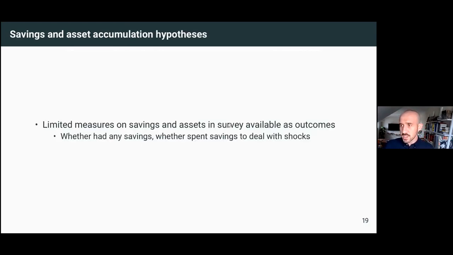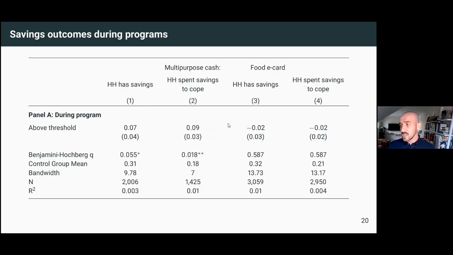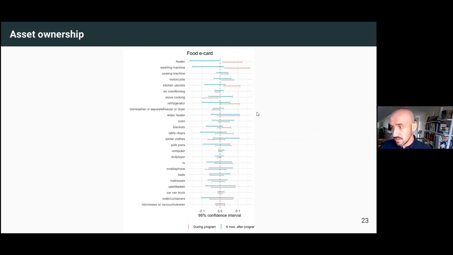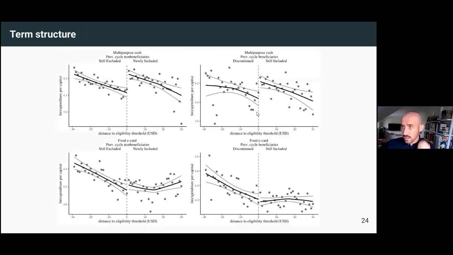So we have limited measures. I'm running out of time here, but what we show in the paper is that these families actually try to save money. There is saving during the program, but these savings are spent to cope with income shocks. We also show that families try to save in terms of durable goods, but these durable goods are also liquidated after the program ends, which corresponds to the fact that these families have to liquidate the savings they accumulated when they were receiving the assistance. And this is true for both food and the multi-purpose cash.